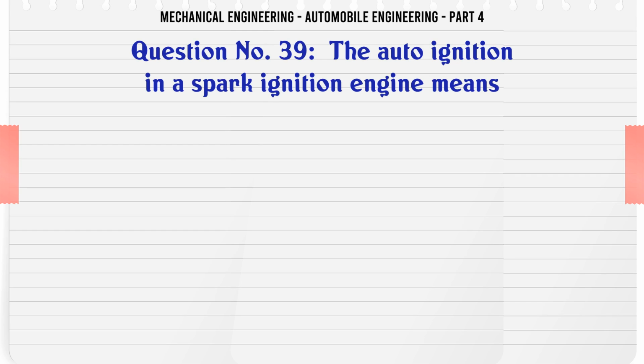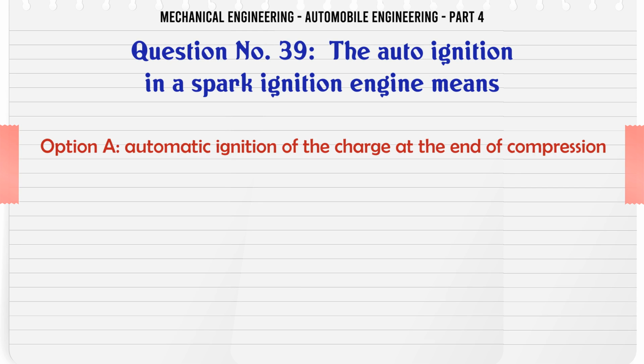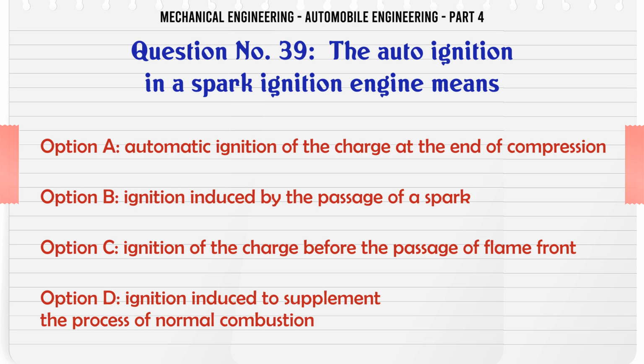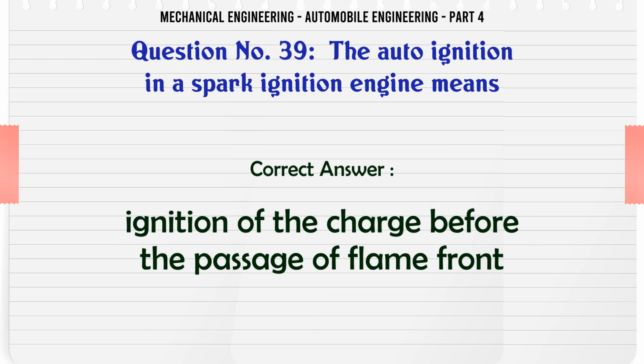The auto ignition in a spark ignition engine means: A. Automatic ignition of the charge at the end of compression. B. Ignition induced by the passage of a spark. C. Ignition of the charge before the passage of flame front. D. Ignition induced to supplement the process of normal combustion. The correct answer is ignition of the charge before the passage of flame front.